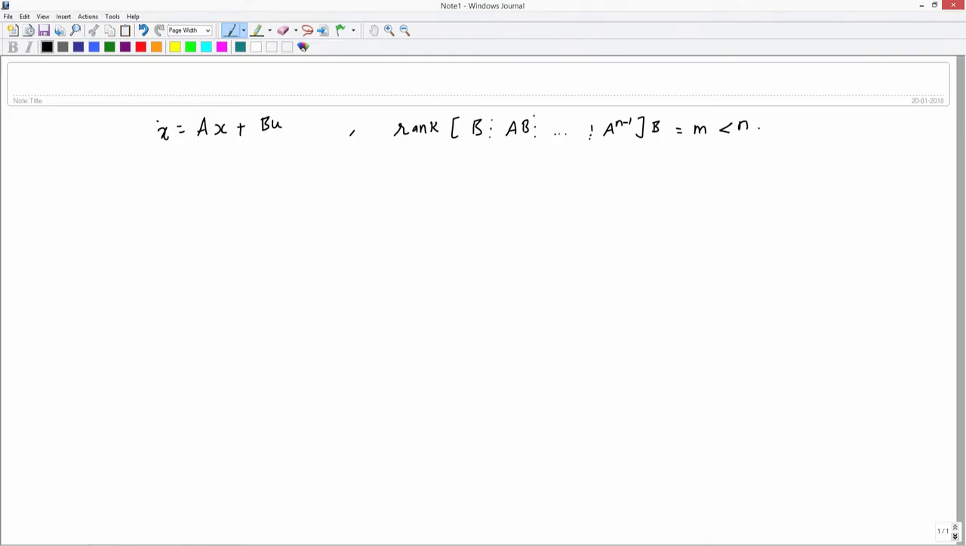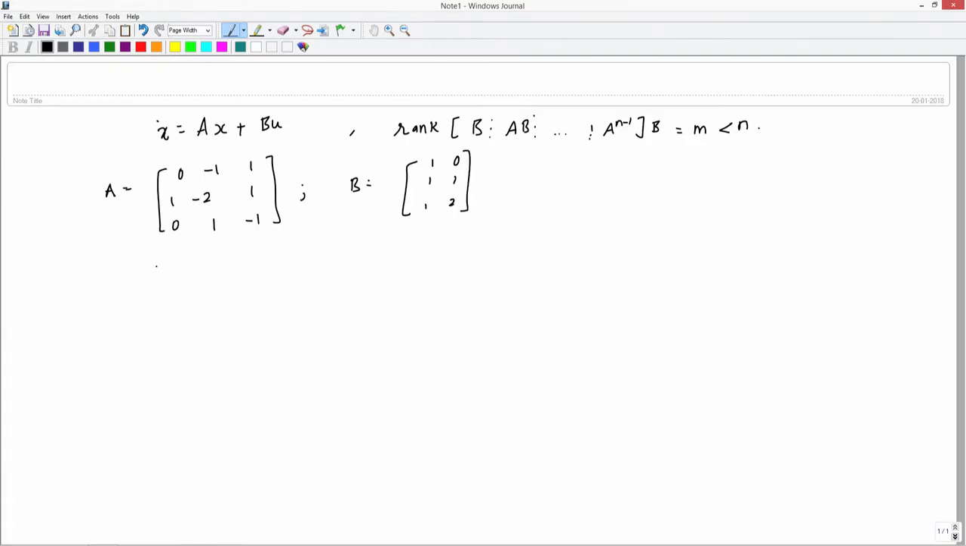To keep it simple, let us do it with the help of a little example, where A is [0, -1, 1; 1, -2, 1; 0, 1, -1] and B is [1, 1; 1, 0; 1, 2].